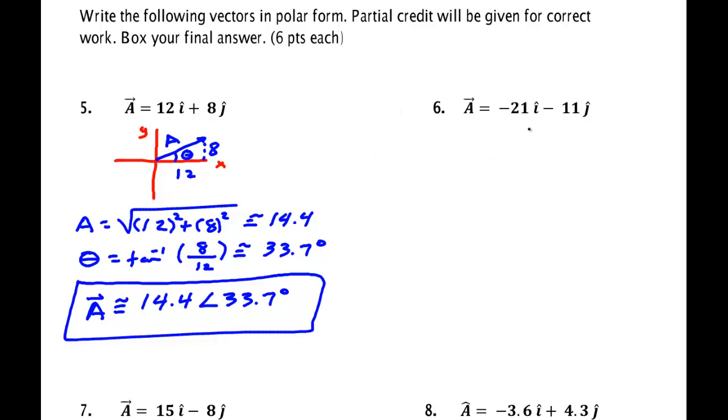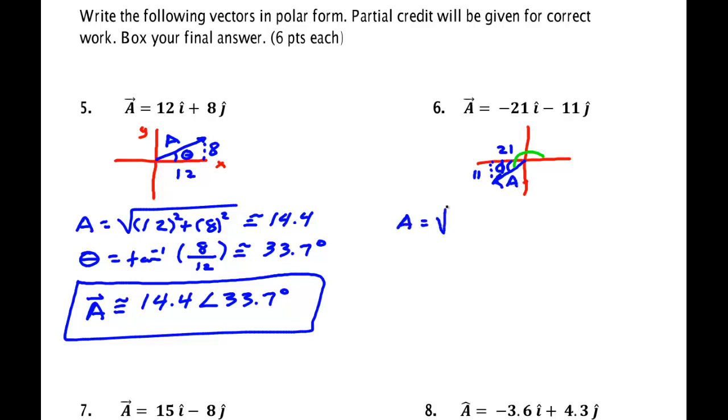Draw an axis. So this time I go over 21 in the negative and down 11. So there it is. So this is 21. This is 11. This is phi. The angle that they're actually looking for is generally this angle there. And of course, this side is A.